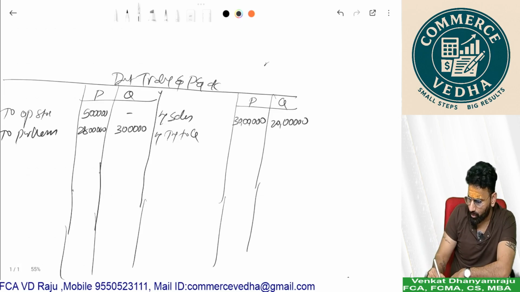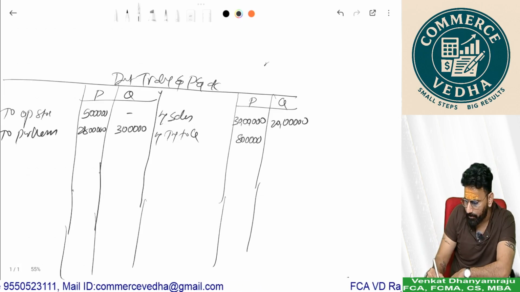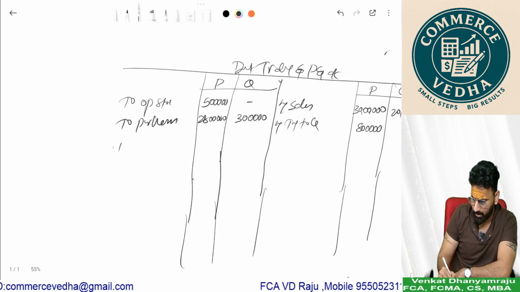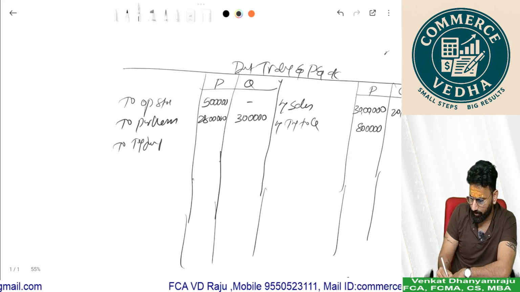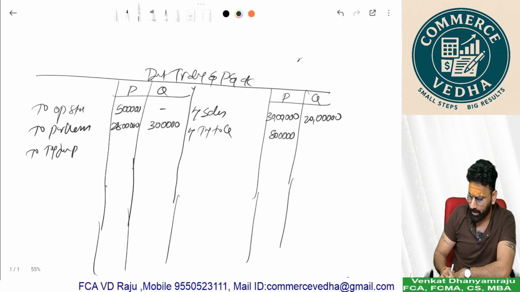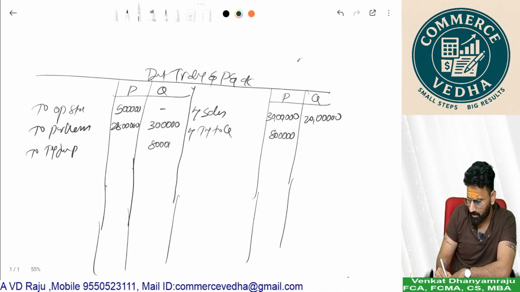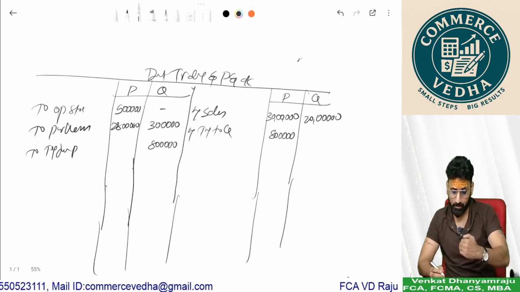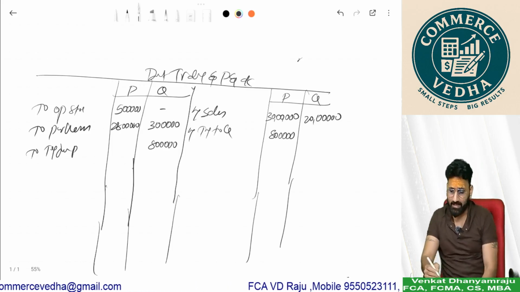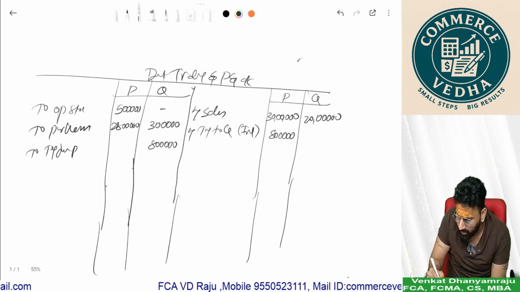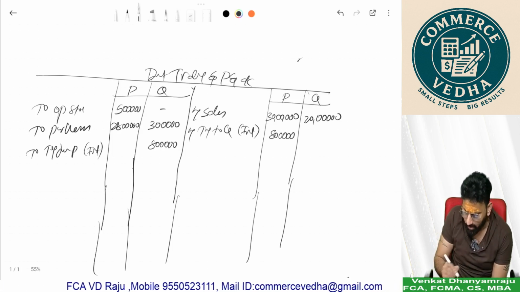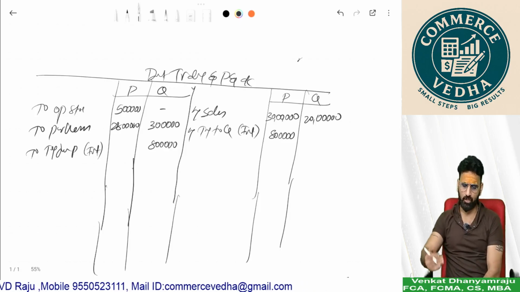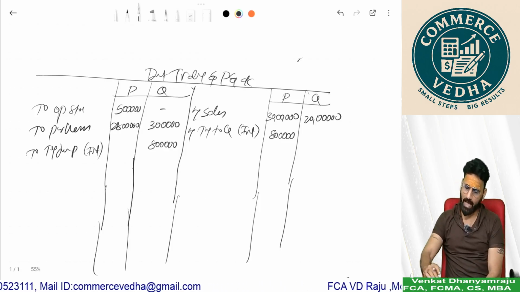So transfer to Q, for P it is a sale. Transfer from P, for Q it is a purchase. For Q it is a purchase, and for P it is a sale. This is an internal transfer. So we recorded opening stock, purchases and sales as well as internal transfers.